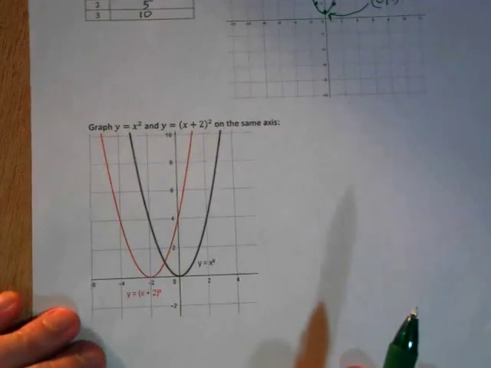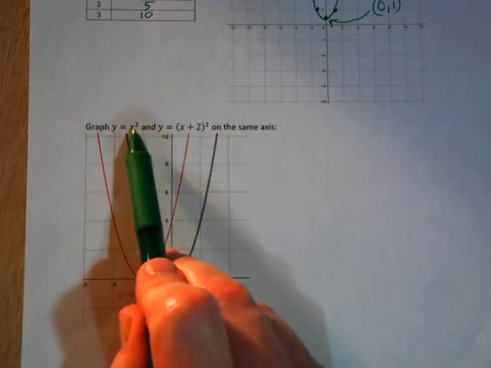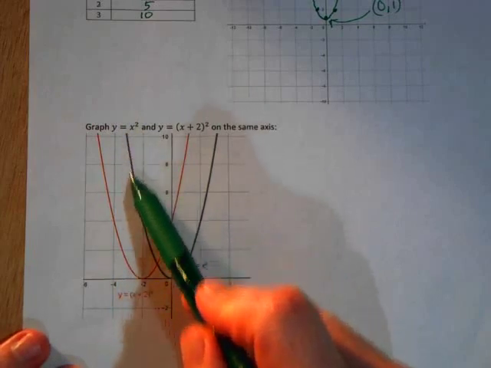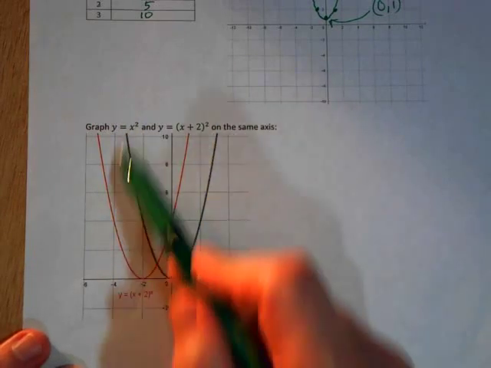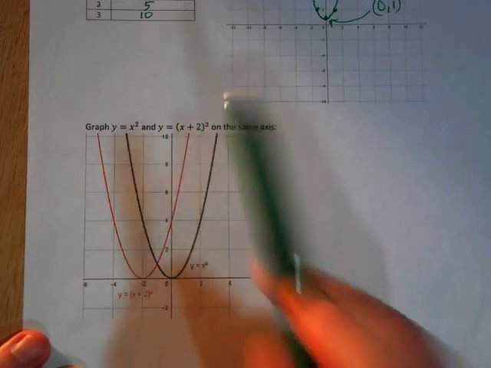Now, I could have built a bunch of tables and shown this to you, but I thought it was quicker to just have a computer draw it and show you that. Let's say I had x squared. X squared is the black graph here. And then I did x plus 2, and I put it inside parentheses, and I squared it.